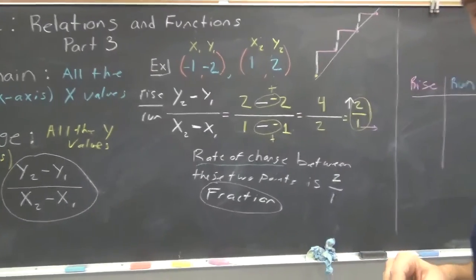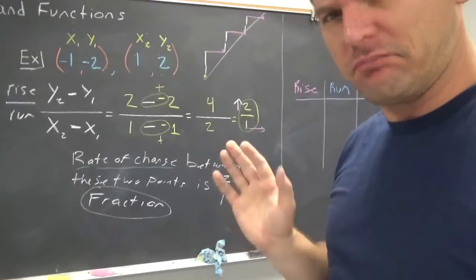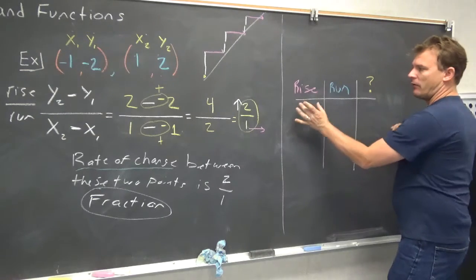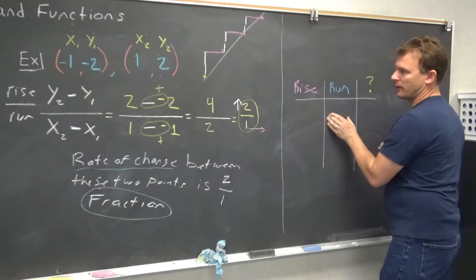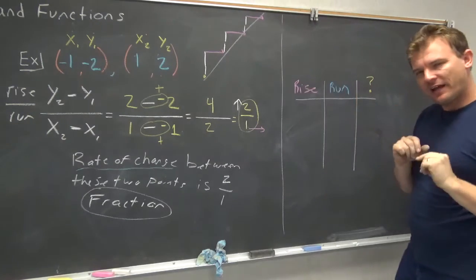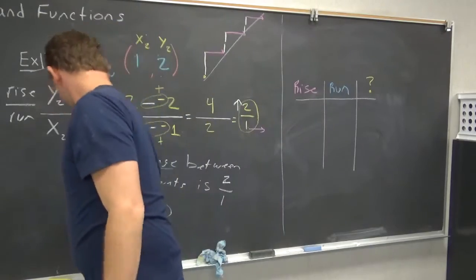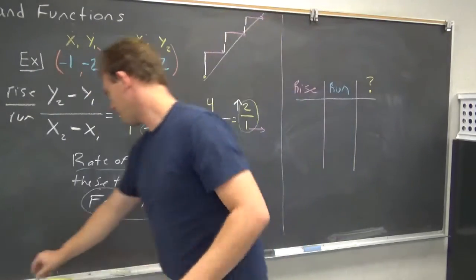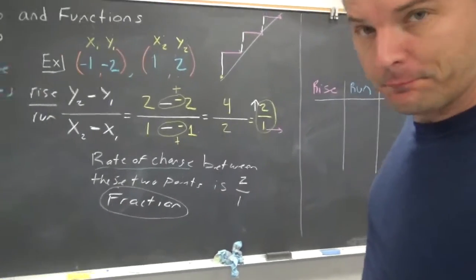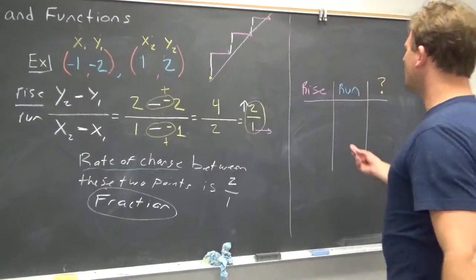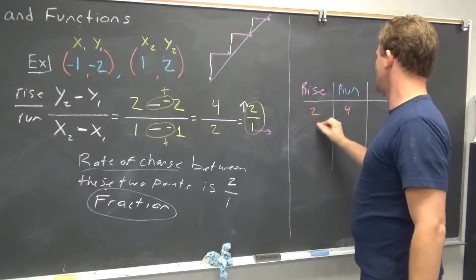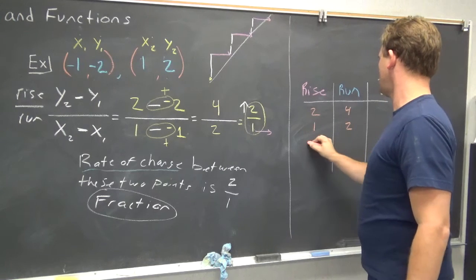Now, let's take this one step further a little bit and finish it off. In this table here, we have rise and run. Remember, we have our y's and our x's. What if I gave you 2 numbers? And you should be writing this down to kind of help you out. What if I gave you 2 and 4? 1 and 2.